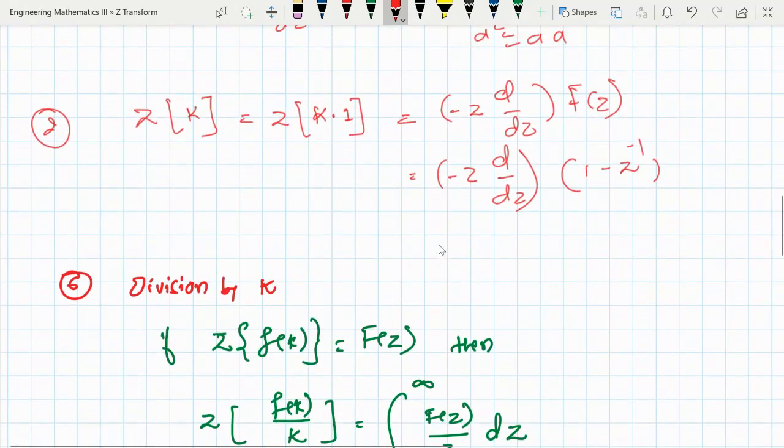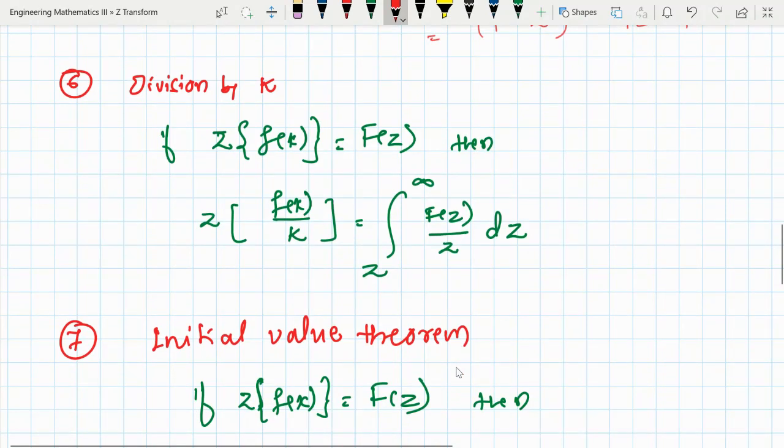If we take the derivative and multiply by minus, what I get here is z raised to minus 1 upon (1 minus z raised to minus 1) whole squared, where mod z is greater than 1. The derivative of the constant term is like Laplace of a constant. Next property is multiplication by k and division by k.